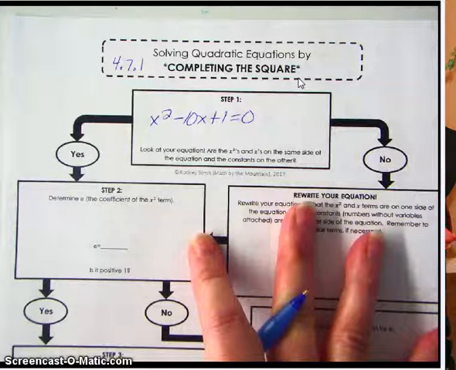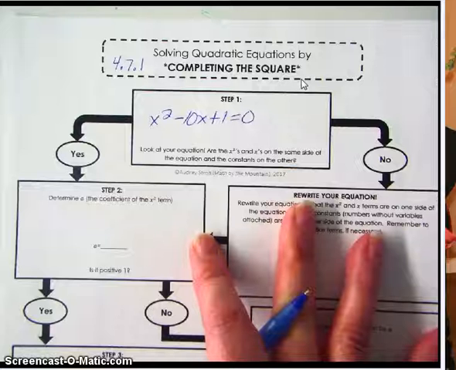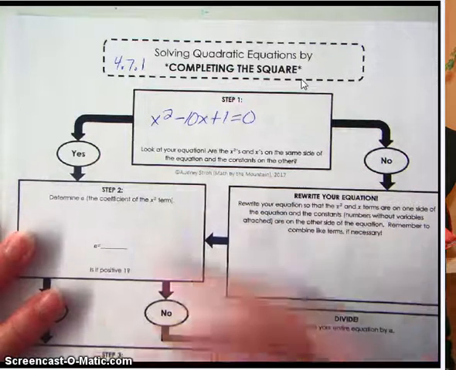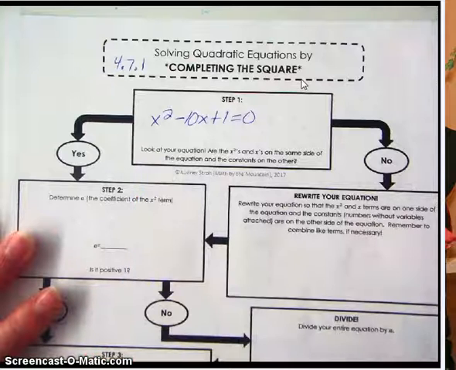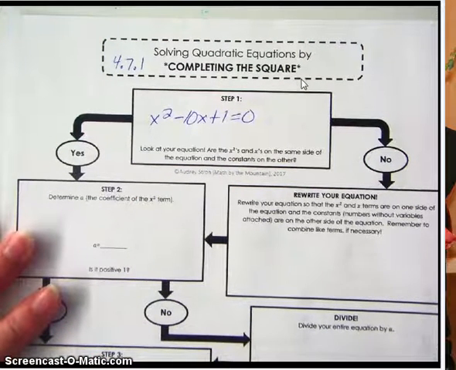So we're following this flow chart. I've made these flow charts for you to help you remember all of the steps in this process, the steps of completing the square to solve a quadratic equation. All right. Step 1, here in the box, look at the equation. Are the x squares and the x on the same side of the equation and the constants on the other?